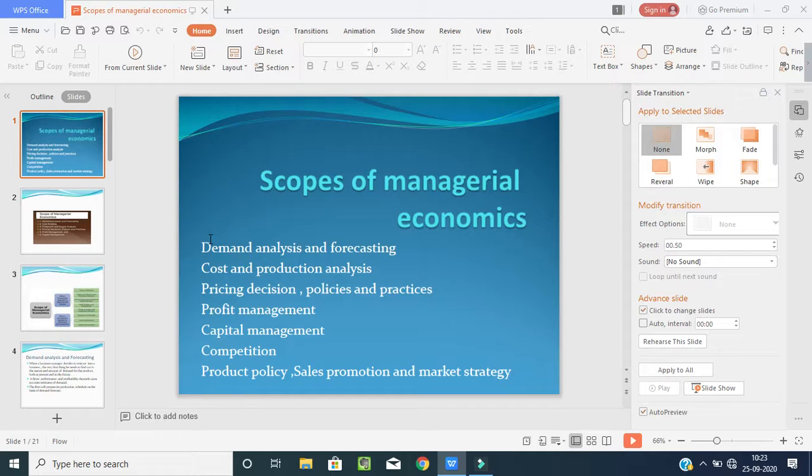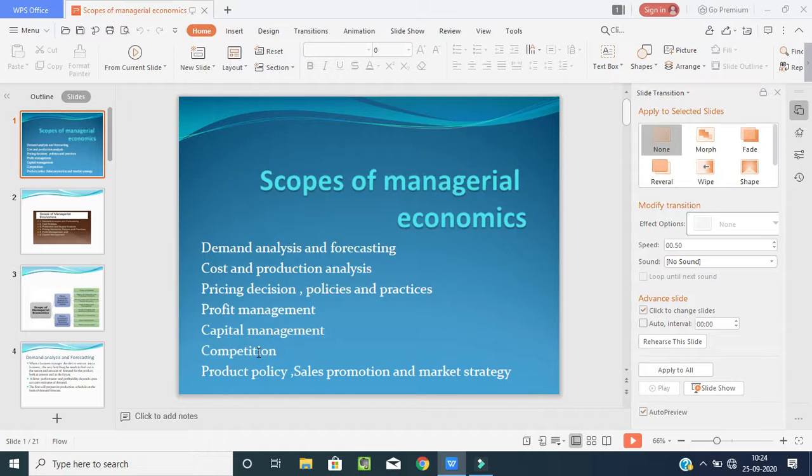First one is demand analysis and forecasting. Second one, cost and production analysis. Third one, pricing decisions, policies and practices. Fourth one, profit management. Fifth one, capital management. Sixth one, competition. And the last one is nothing but product policy, sales promotion, and market strategy.